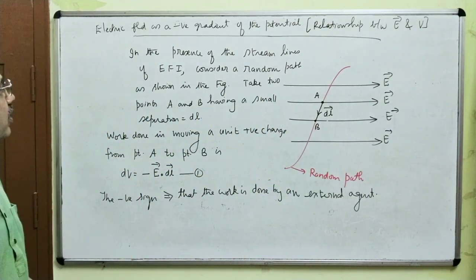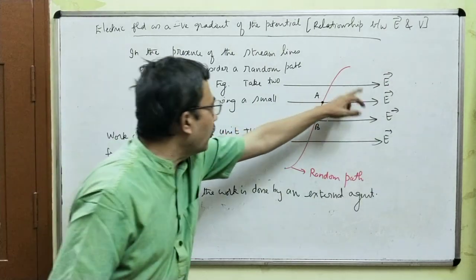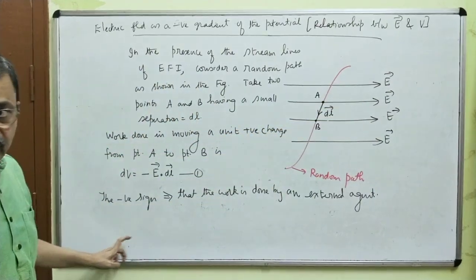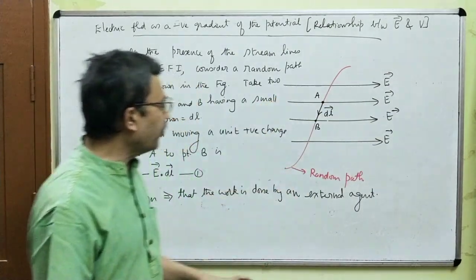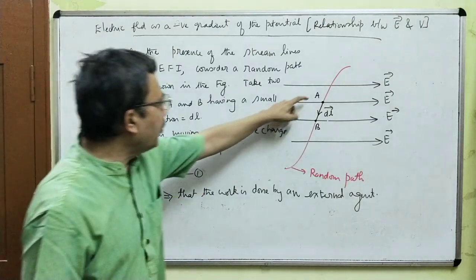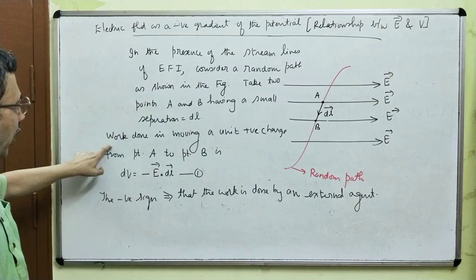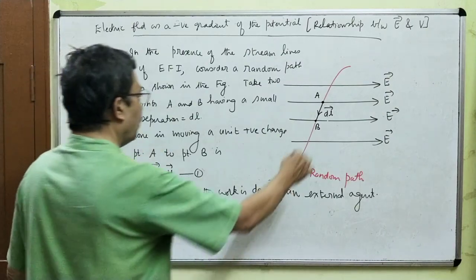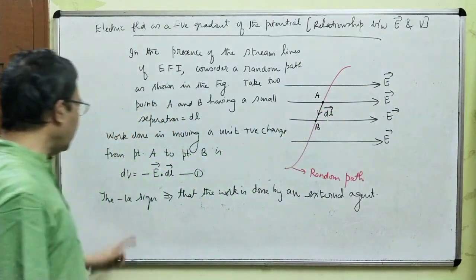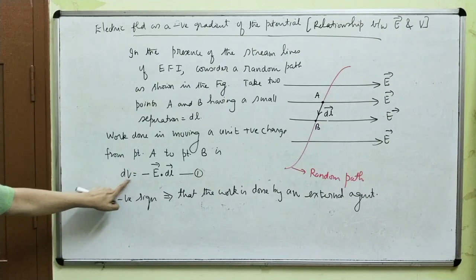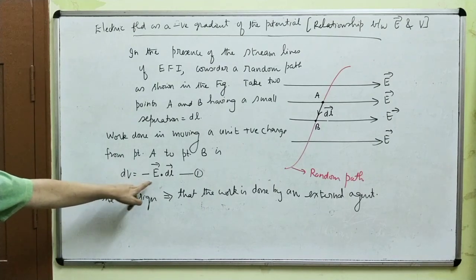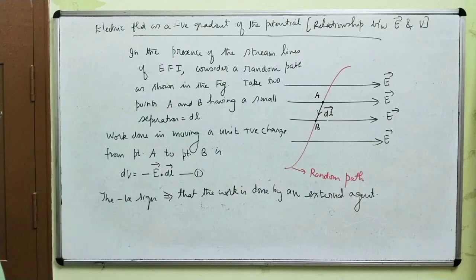So what I have done, in the presence of streamlines of electric field intensity, I have taken a random path. I have taken two points A and B having a small separation equal to dl. Work done in moving a unit positive charge from point A to point B is given by equation 1. Negative sign implies that the work is done by an external agent.